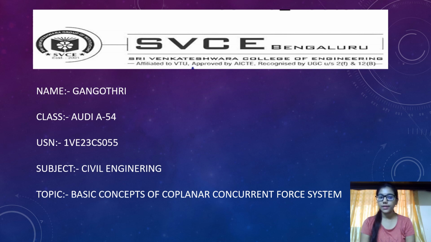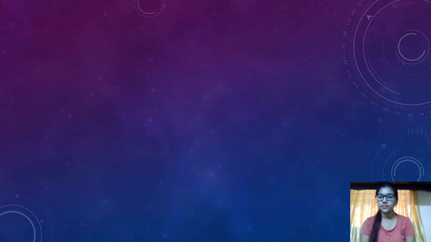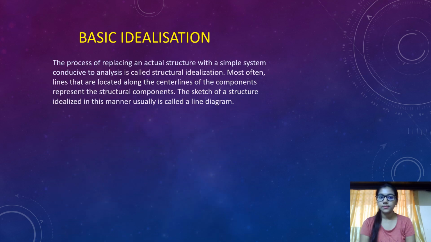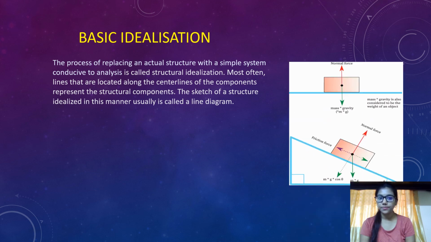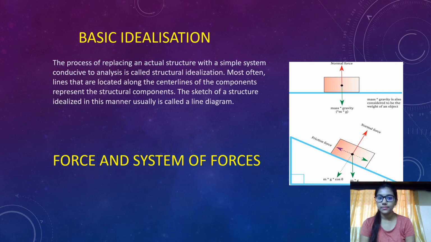Today I am going to explain the topic of basic concepts of coplanar concurrent force system. Basic idealization. The process of replacing an actual structure with a simple system conducive to analysis is called structural idealization. Most often, lines that are located along the center lines of the components represent the structural components. The sketch of a structure idealized in this manner usually is called a line diagram.